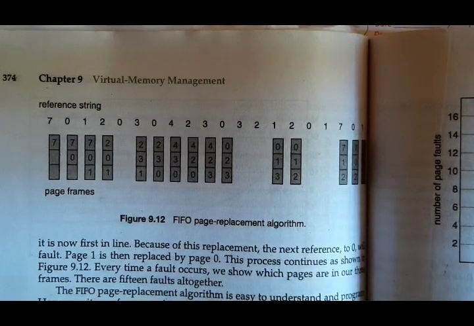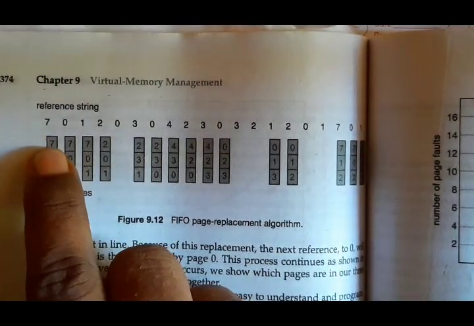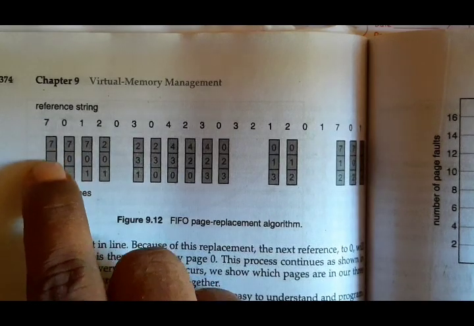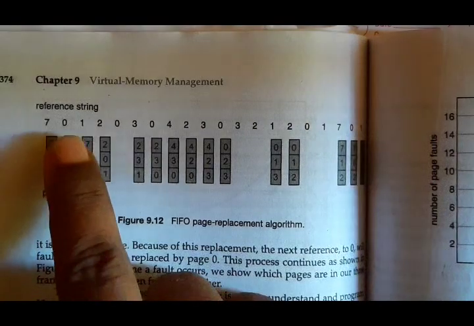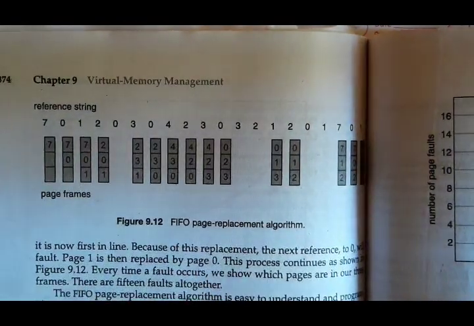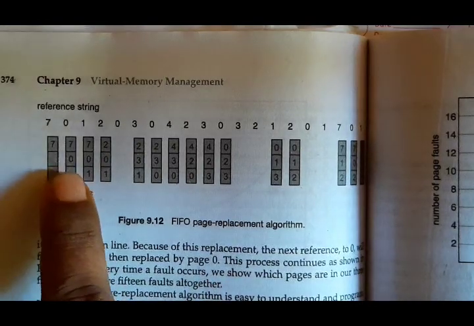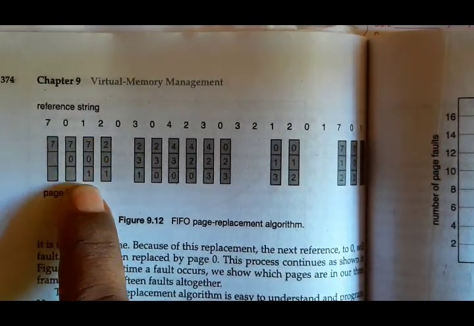See here, the first page is 7. You place 7 here, because the RAM is free. The next page is 0. You place it here, because it's free. The third frame is also free, so you can place the next page there.